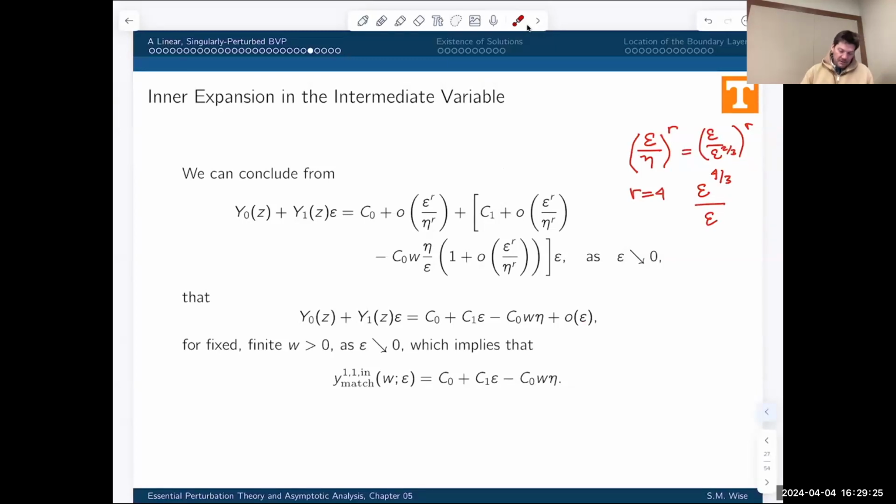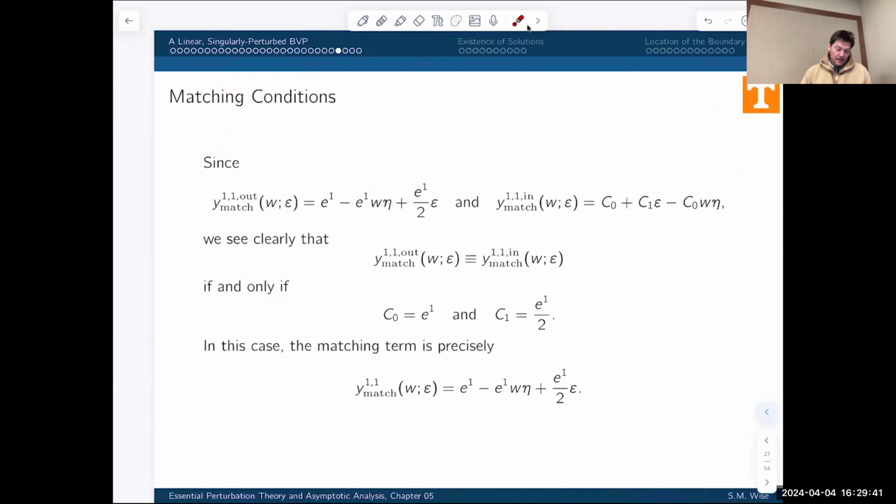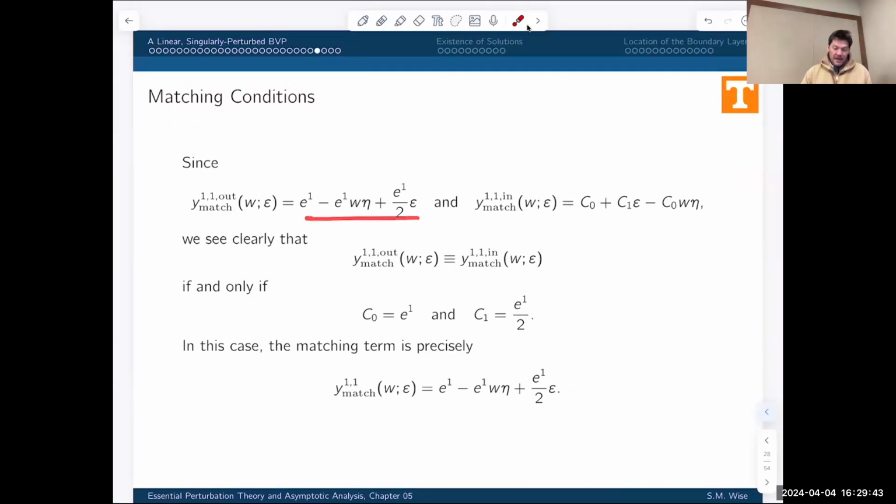Okay, so this tells me that this is my 1,1 inner match function. And now this does have unknown coefficients. In fact, at every term, there's an unknown coefficient that I have to solve for. So I'm going to set that exactly equal to my outer solution, my outer match solution. So I want my inner and outer solutions to match. The only way this is going to happen is for C0 to equal e to the 1. I get a redundant term somewhere, don't I? Here.